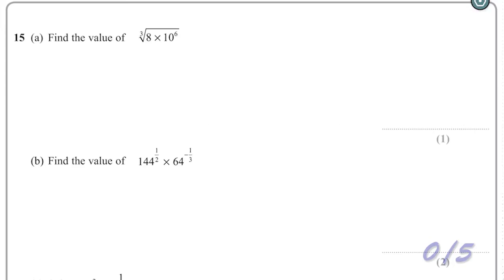Okay, question 15. Bit of indice work. Make sure you know your indice rules. Starting off with A. Find the value of the cube root of 8 times 10 to the 6. So we've got the cube root of 8 times 10 to the 6.